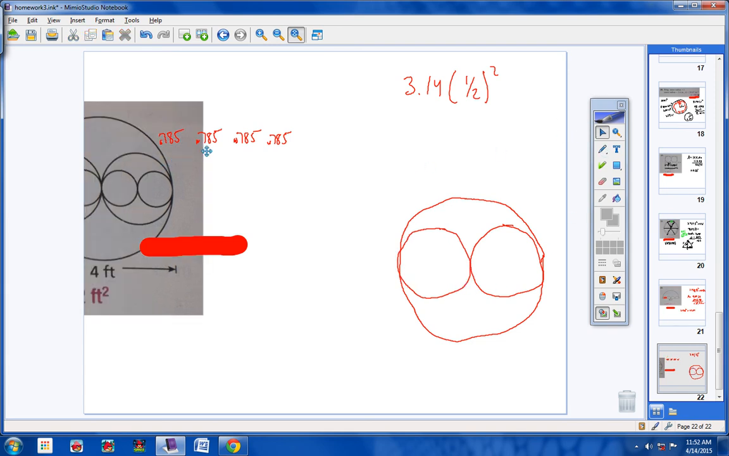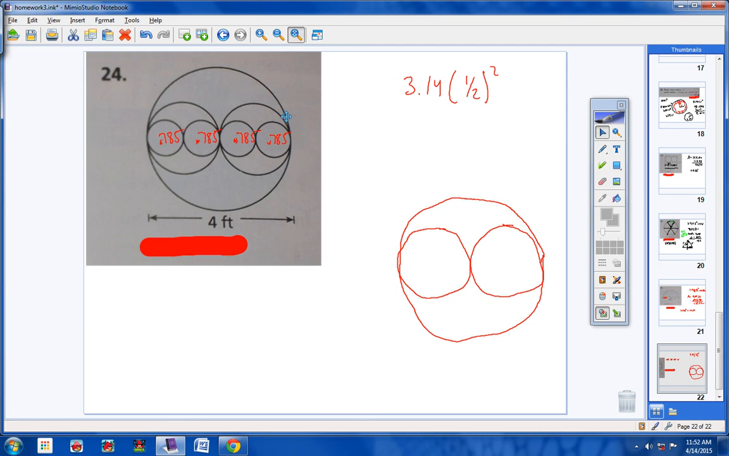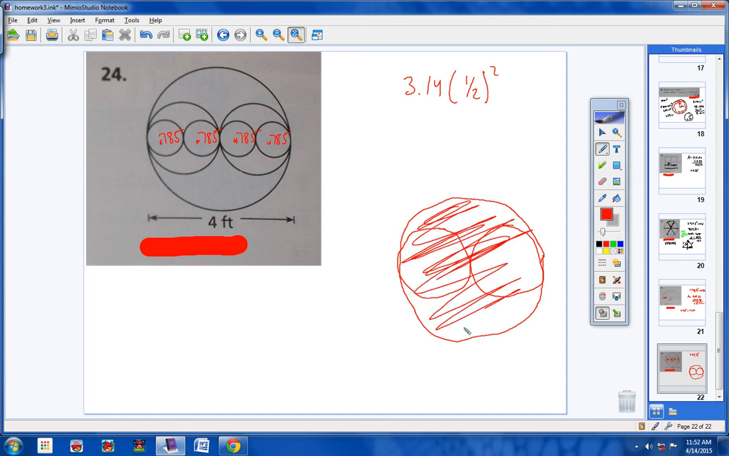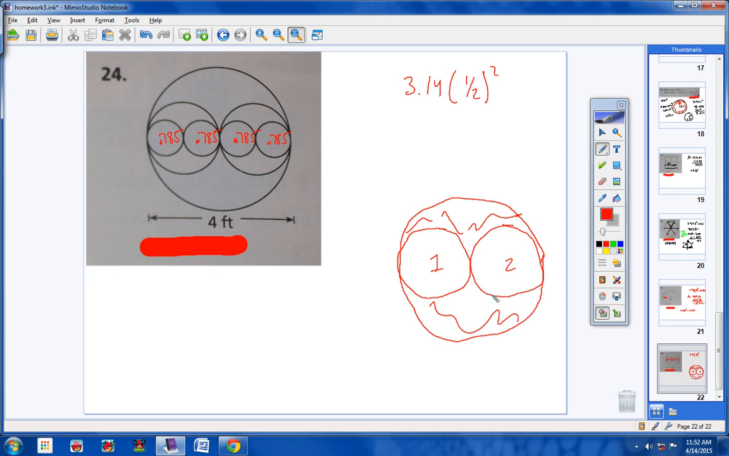Now, students, please take a look at this. Do you not see what to do? Guys, if I find the area of this entire circle, and then subtract out area number 1, the small circle, and area number 2, the small circle, I'm left with this area here and this area here. So, not too bad, okay?